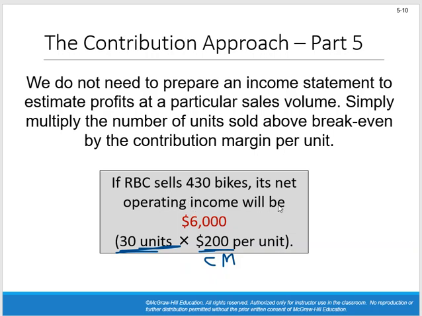What if I sell 380 bikes? So now I would be 20 bikes below break even. So I'd take 20 times 200 and I would be at negative 4,000, right? You guys with me?